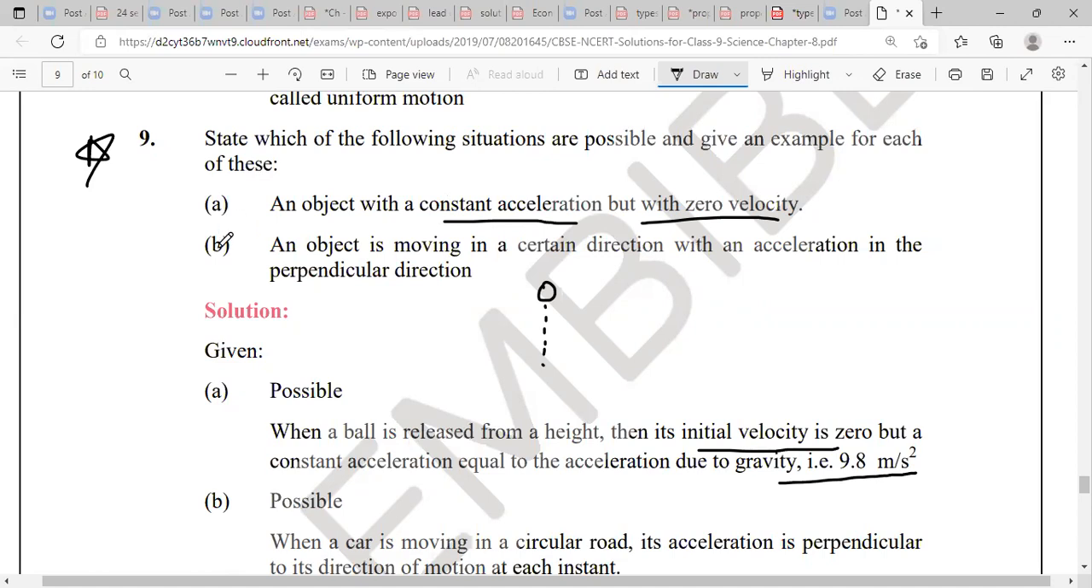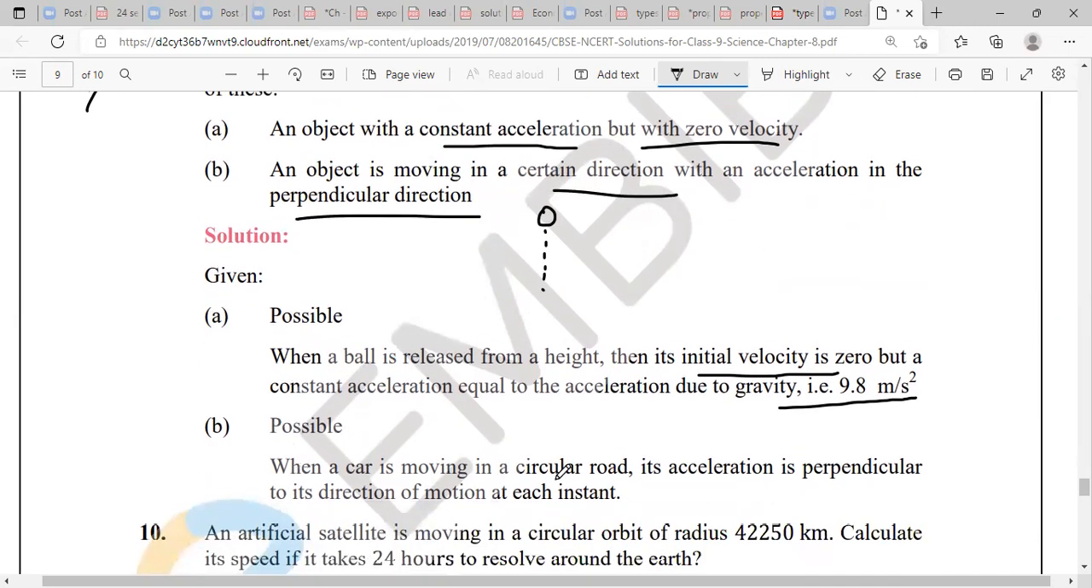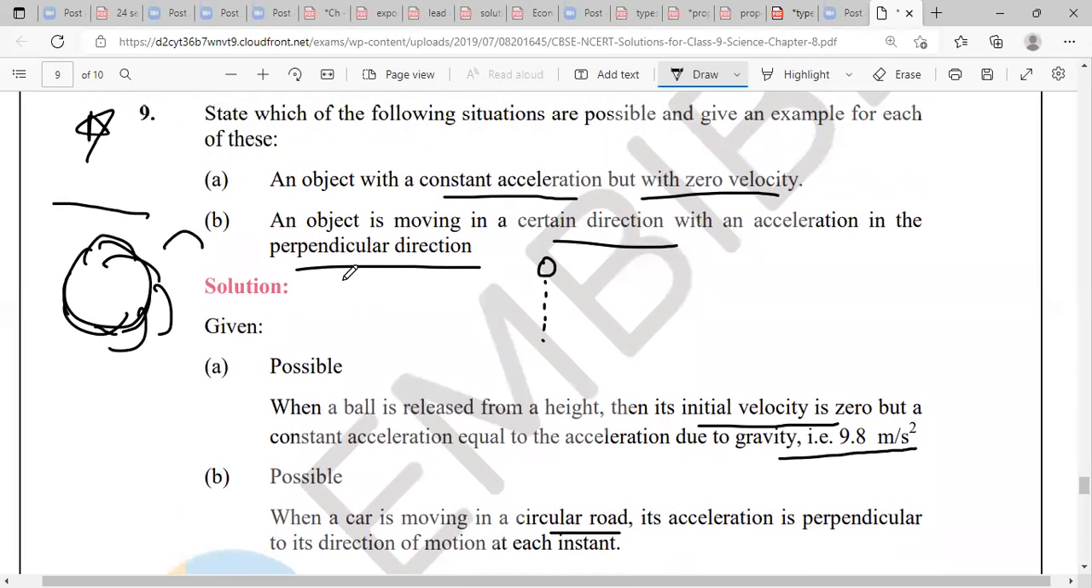Yes, ma'am. Okay. Next, an object is moving in a certain direction with an acceleration in the perpendicular direction. So yes, ma'am, this is also possible. When a car is moving in a circular road, its acceleration is perpendicular to its direction of motion at each instant. Because see, the car is not moving straight. Every time it has to bend, turn here, turn here, turn here. So it's moving like this. So yes, when a car is moving in a circular road, its acceleration is perpendicular to its direction of motion at each instant. Clear? So for question number 9, you'll just write the answers. Okay.